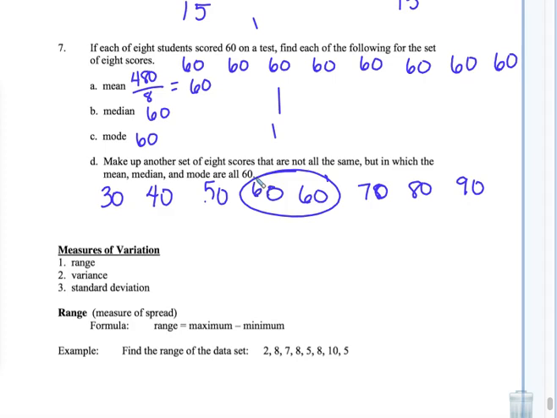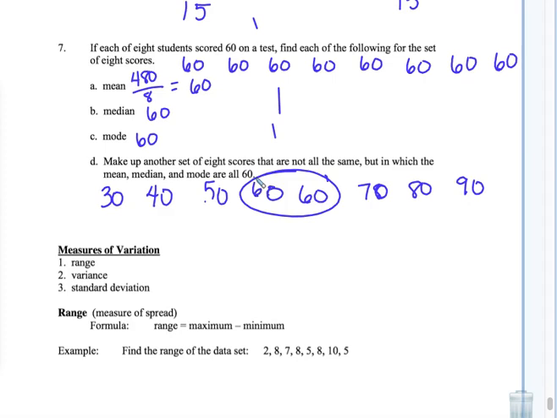What we're going to look at next is variation. How far does that data spread out from the center? We look at range and variance, and we don't really talk much about standard deviation at all in this class. We're going to look more at range and variance.